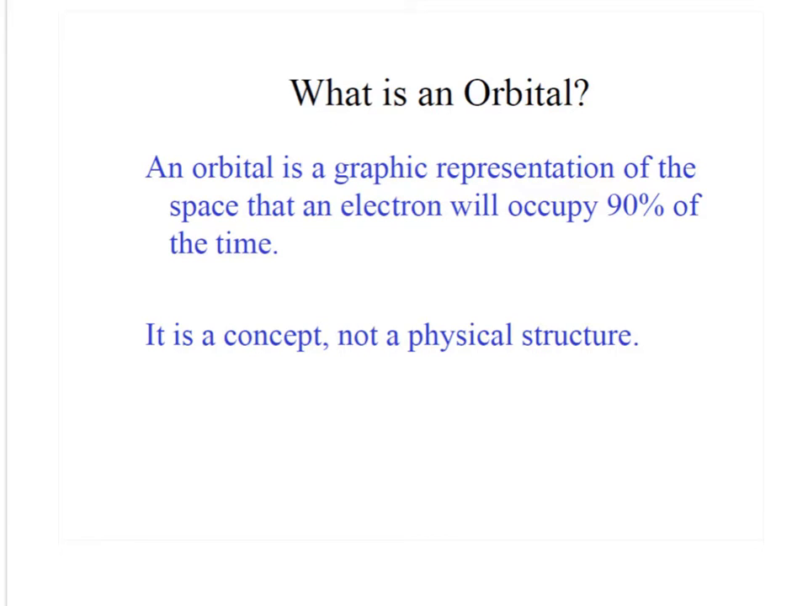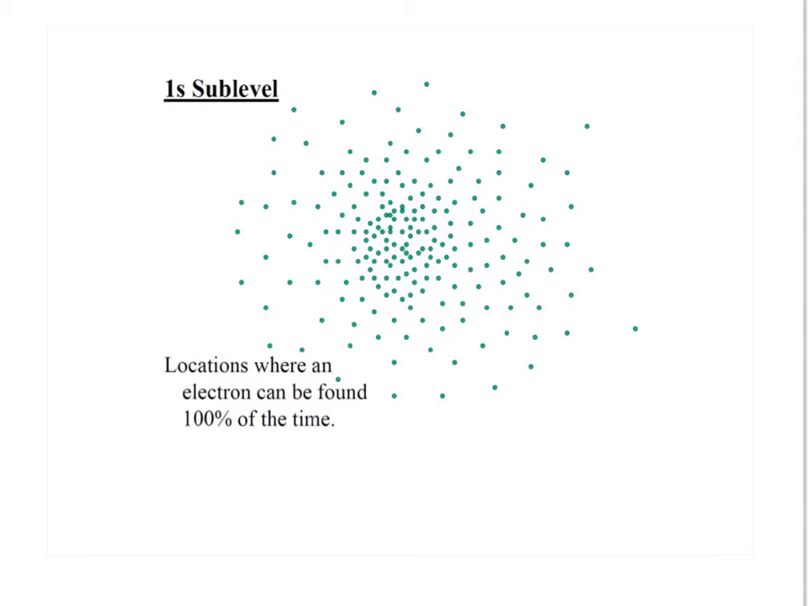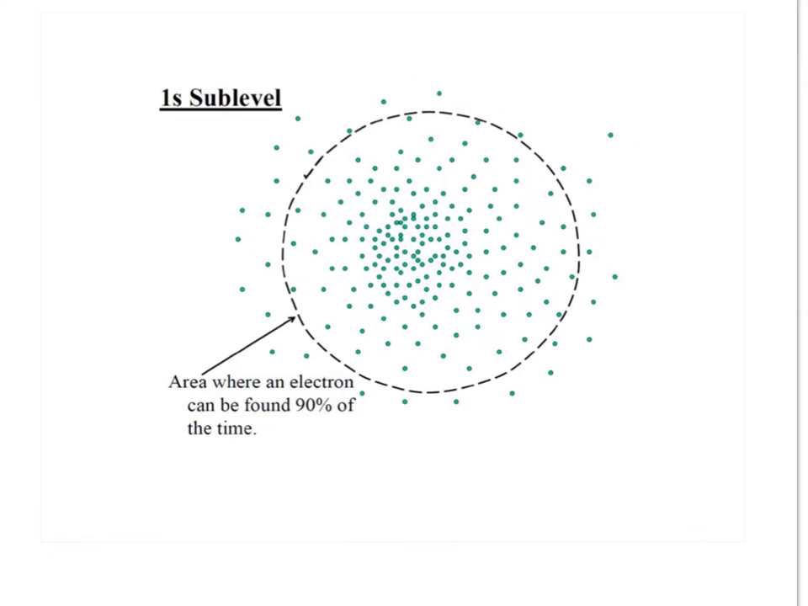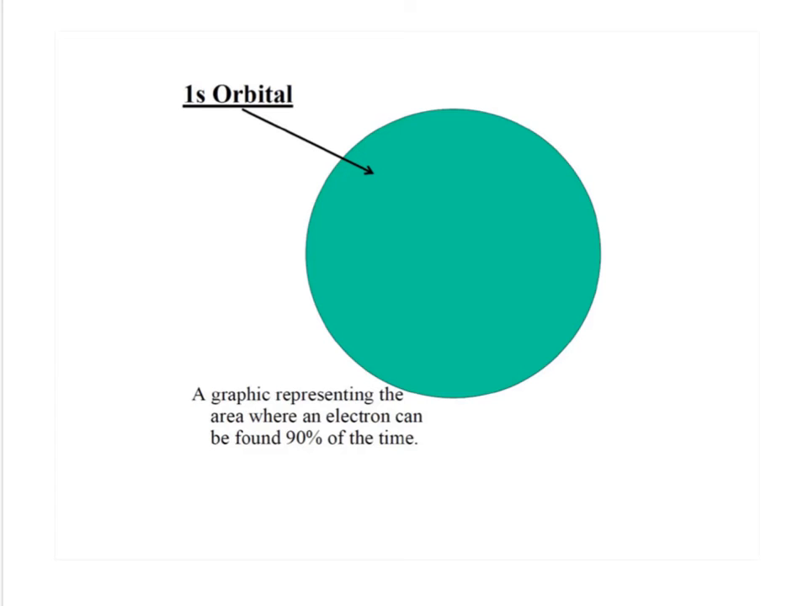So what is really an orbital? It's just a graphic representation of the space an electron will occupy 90% of the time. And it's more of a concept than a physical structure. So this is what the first s sublevel shell, the 1s shell, could look like. This is where we find electrons 100% of the time. It kind of looks like a circle, though, don't you think? So within this circle, this is where we can find an electron about 90% of the time. So we say the 1s orbital looks like a sphere.